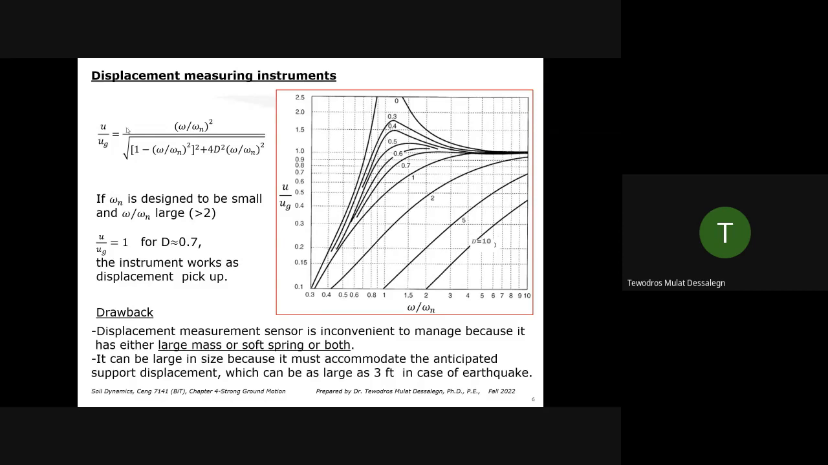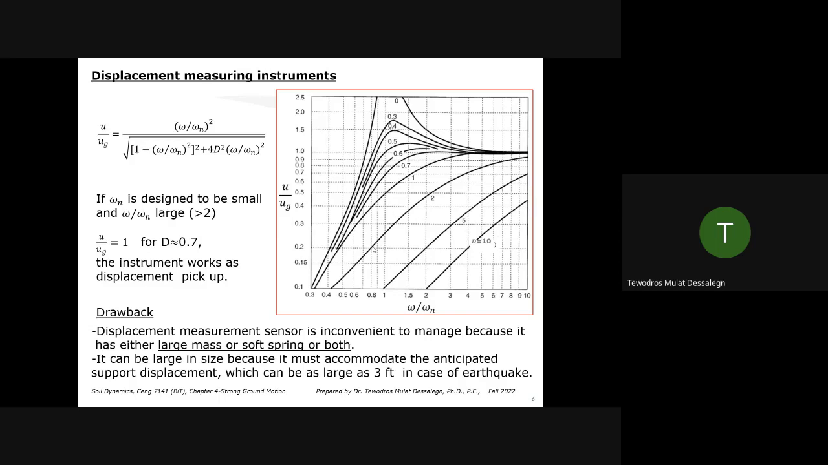If you see the plot of U by UG, this is a non-dimensional plot. And if we plot it over frequency ratio, and for different damping ratios, you'll get a chart like this. This is a plot of this equation. Now, look carefully. There are some observations to make. Those are the ones which are being put into application.